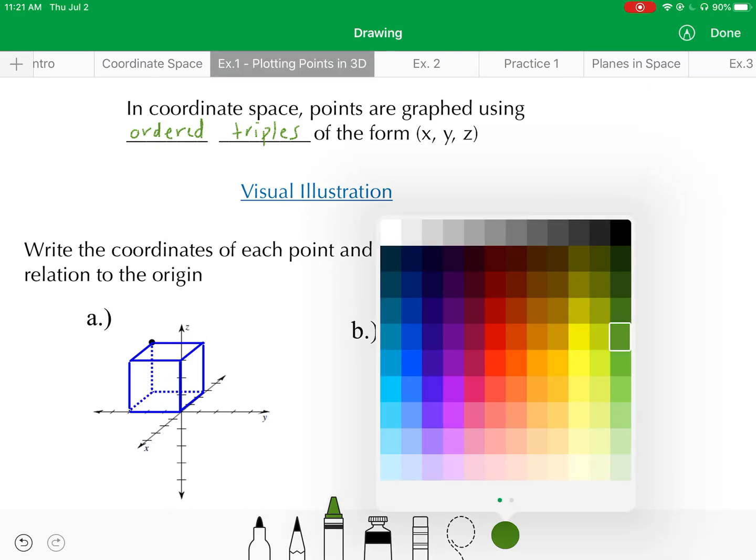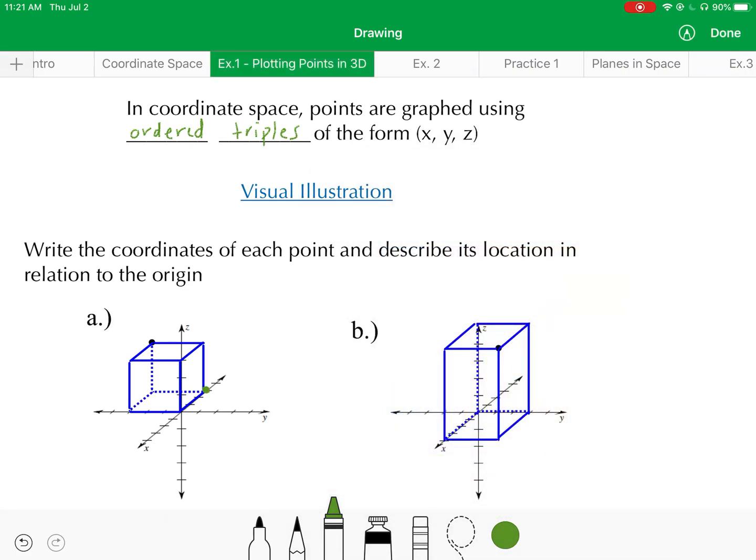So notice in A here, that point, the box that goes along with it, it's intersecting the x-axis back here at -3. So that means the x coordinate of that point is -3. Then it's intersecting the y-axis at 3. I'm sorry, also -3. And then it's intersecting the z-axis at +3. Without that box there, it would be really tough to tell the actual positioning of that point. Okay.